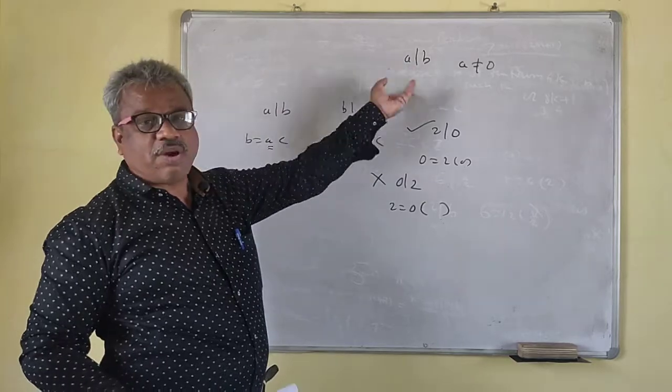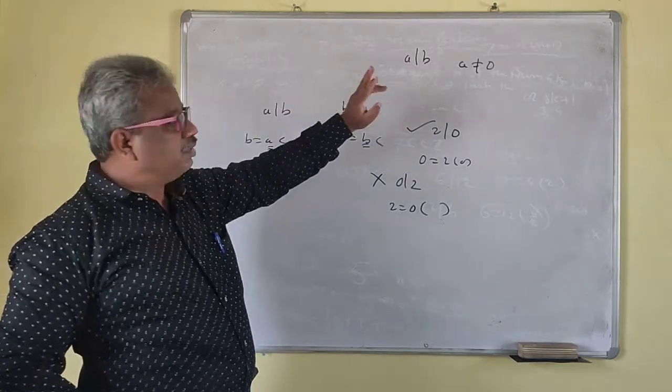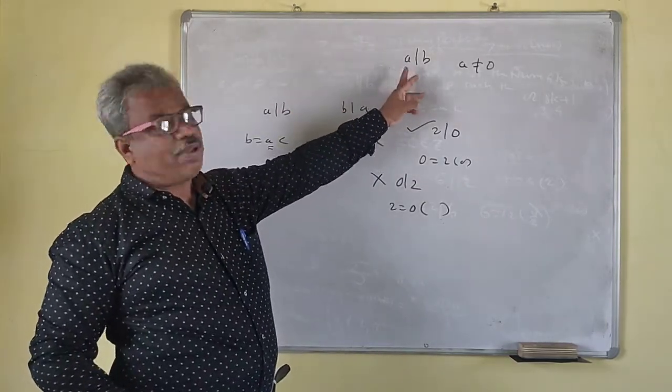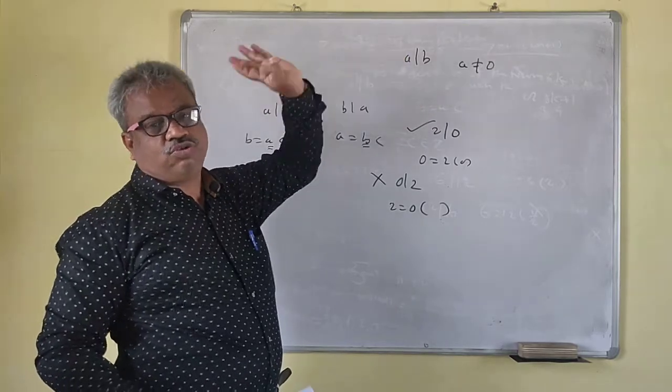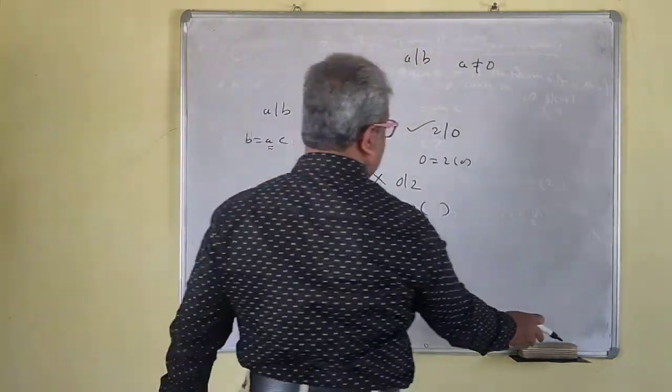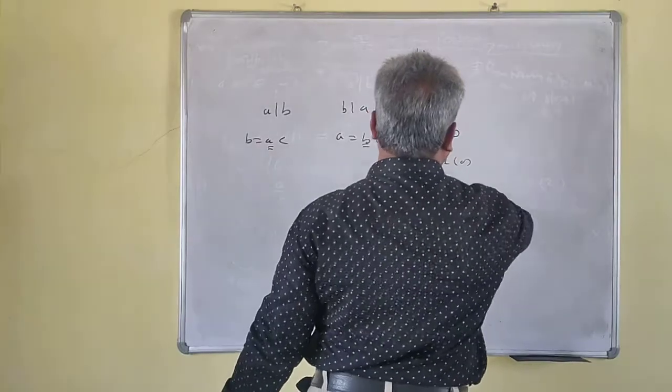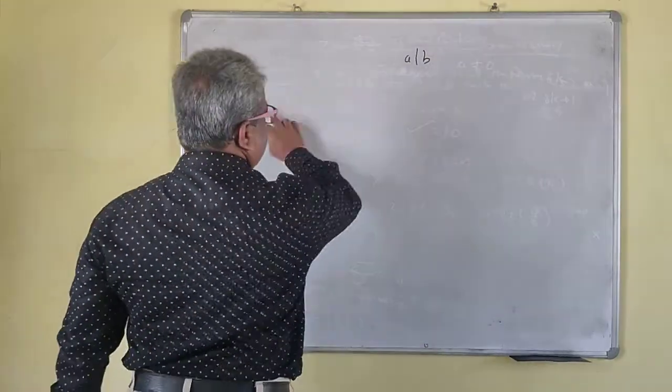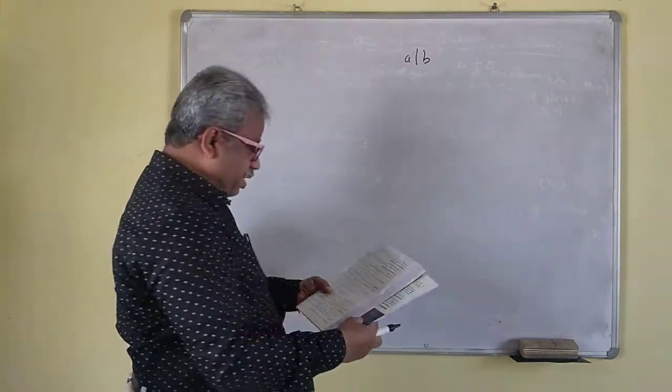Actually, this will be our denominator in our language. This is not a denominator in the mathematical sense, but in our language, this will be our denominator, and it should not be 0. Okay, so this is the meaning of this.